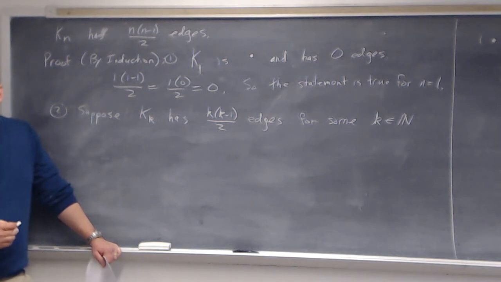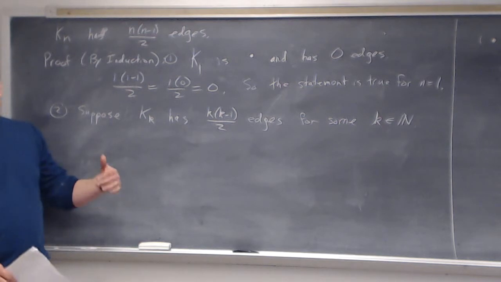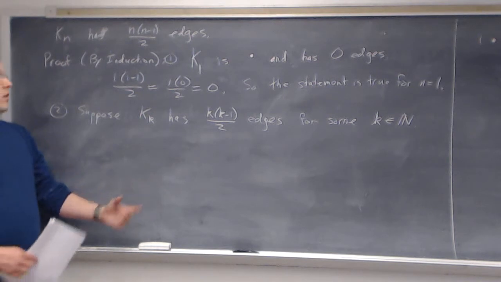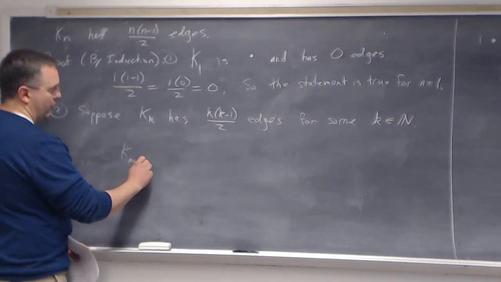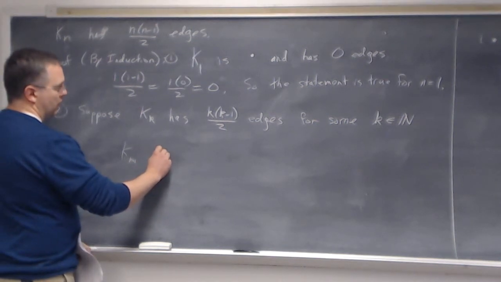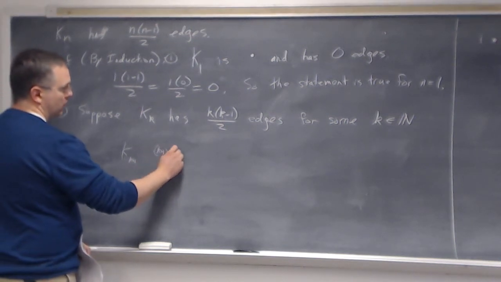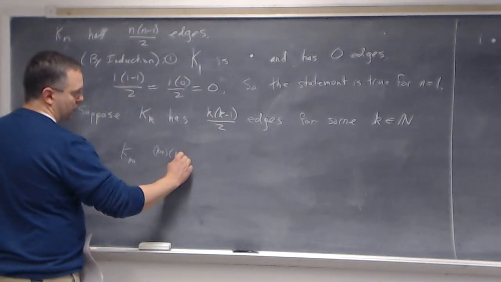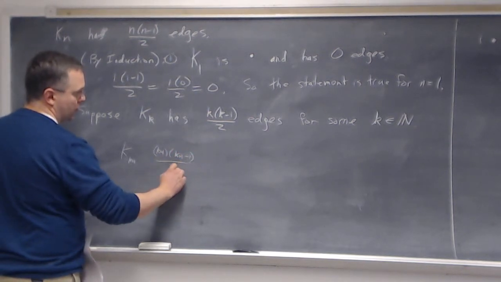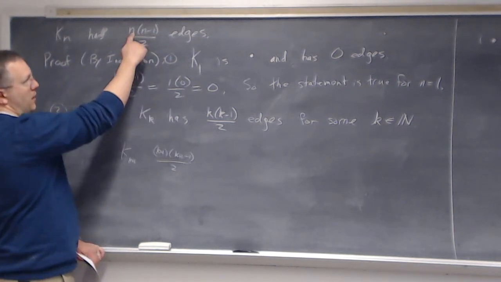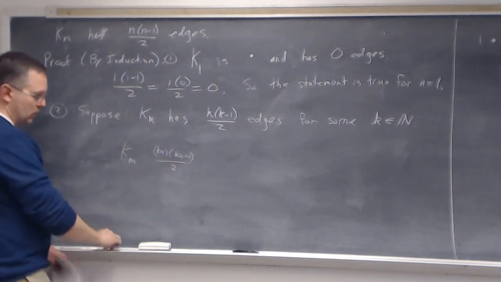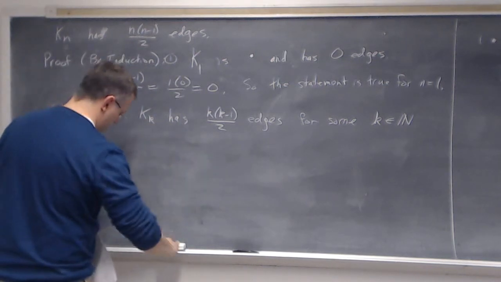So what do I need to show? I need to show that the statement being true for K sub k forces the statement to be true for K sub k plus 1. So think about it. I need to show that K sub k plus 1 has k plus 1 times k plus 1 minus 1 over 2 edges. That's what I need to show. Right. So if I replace n with k plus 1, it will look like that. So that's what we're going with.